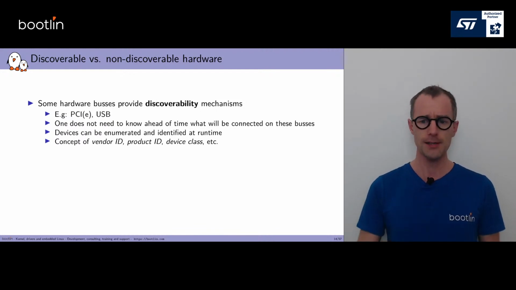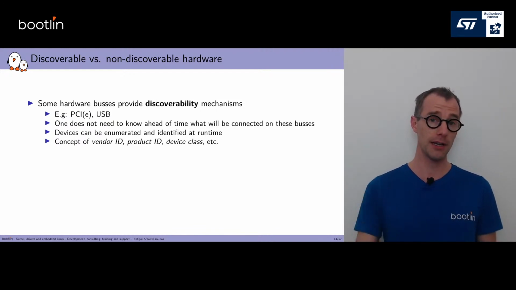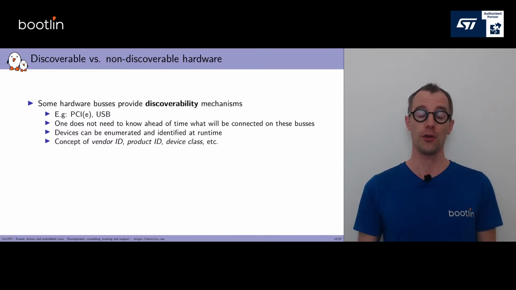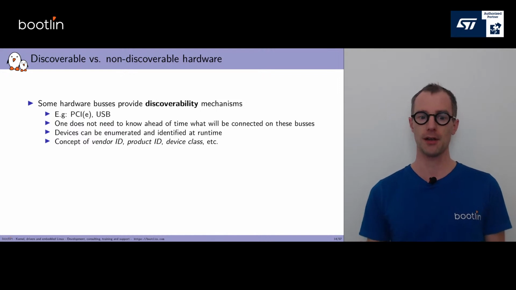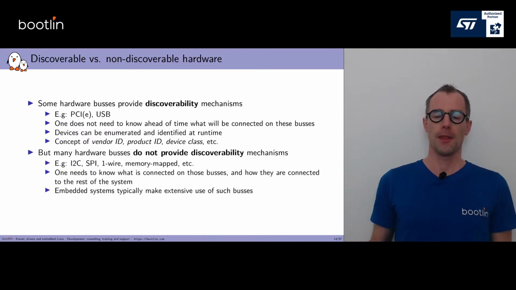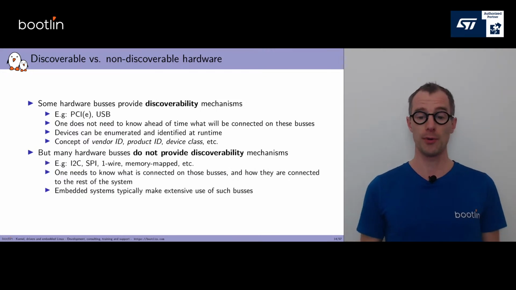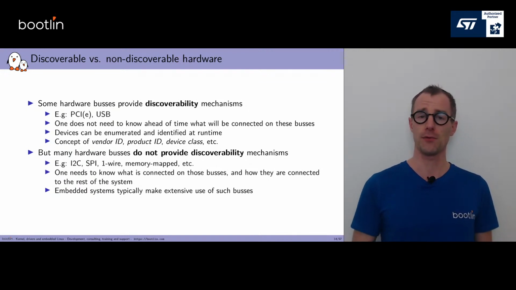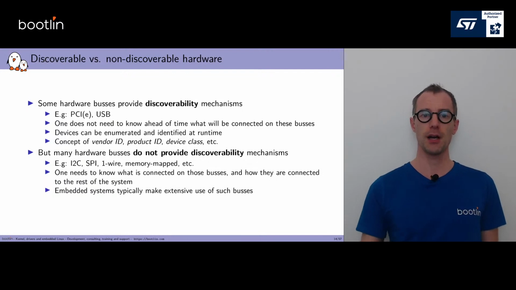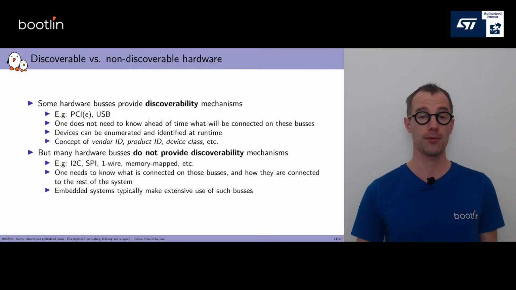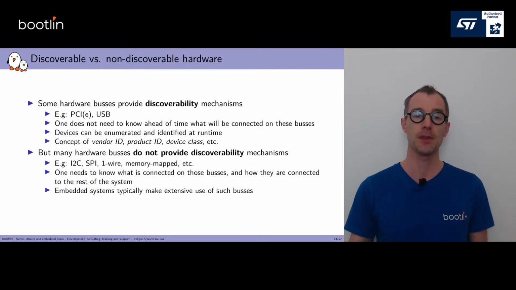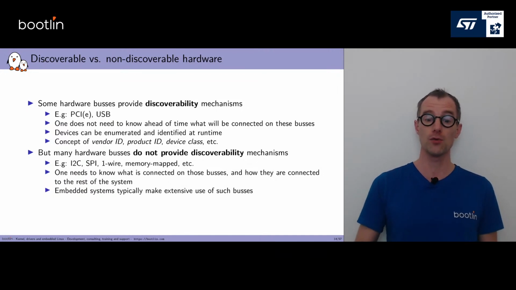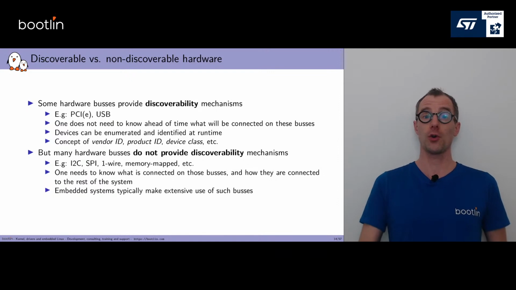So that's very nice. And on Intel x86 platforms, a significant amount of the peripherals on a system are indeed connected over PCI and USB. But there are also many hardware buses that do not provide such dynamic discoverability mechanisms. For example, I2C, SPI, one-wire, or memory-mapped buses and devices typically don't offer such discoverability mechanism. So one needs to know ahead of time what is connected to those buses.